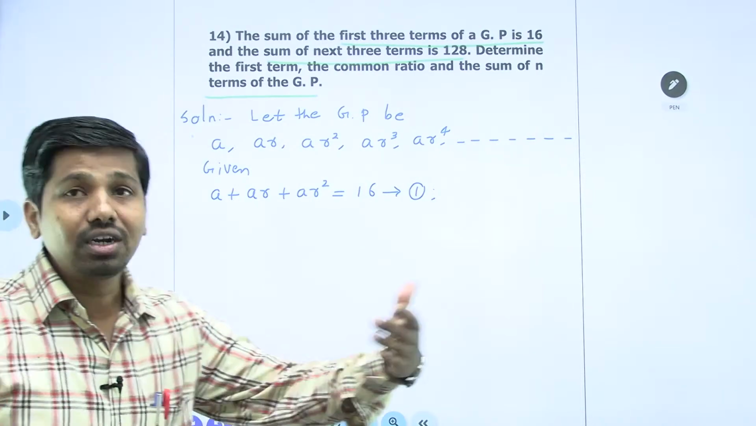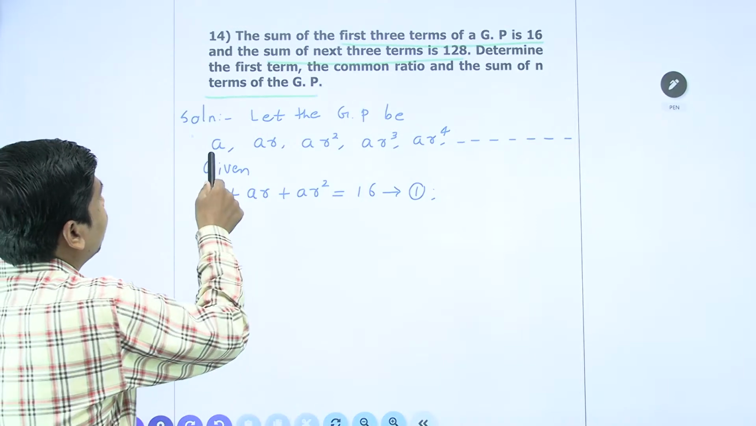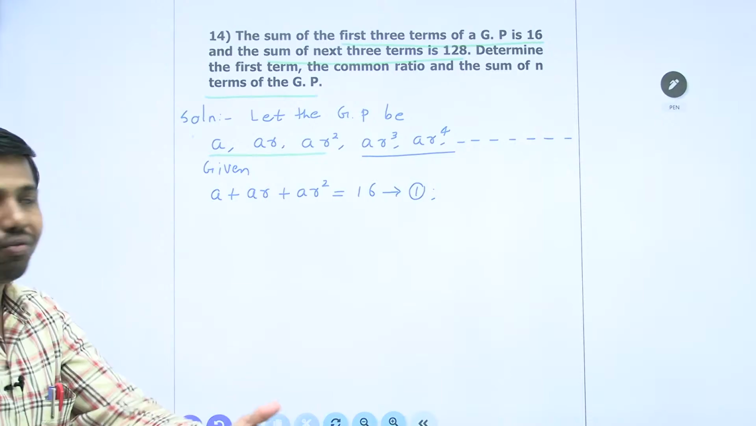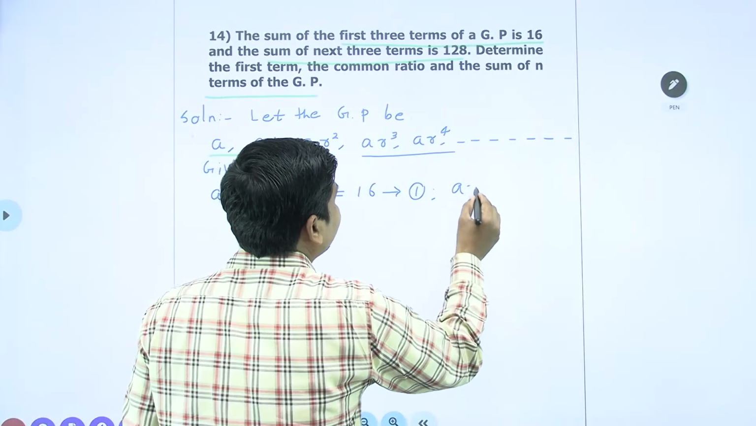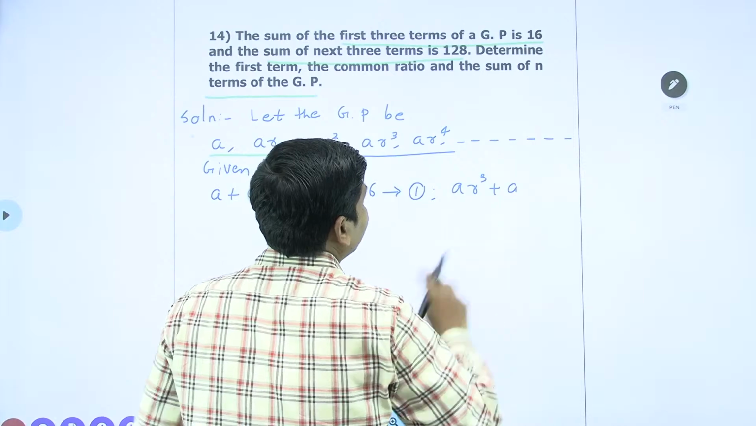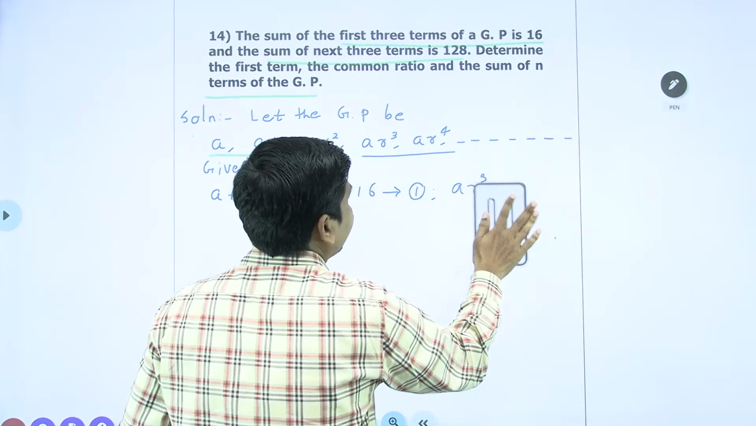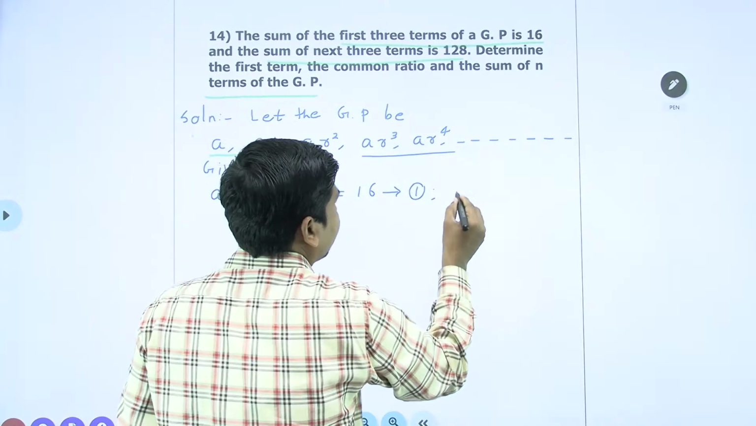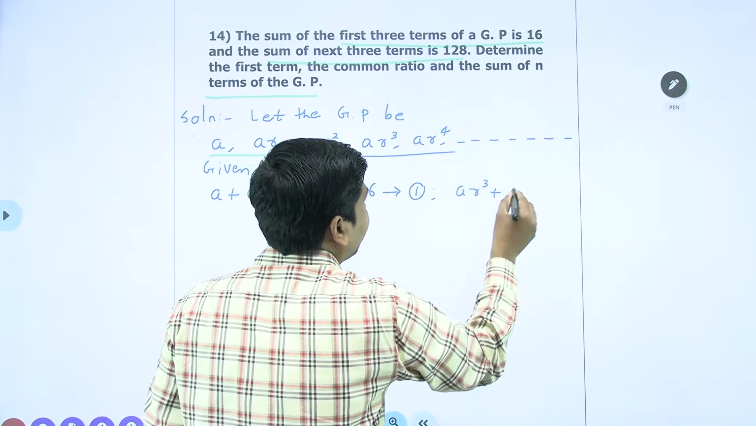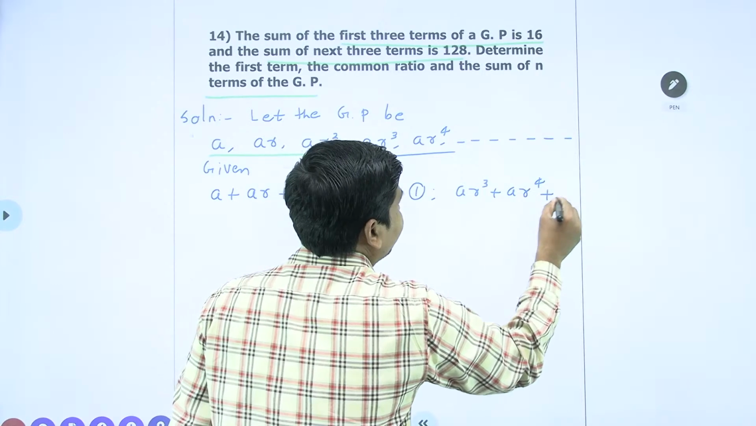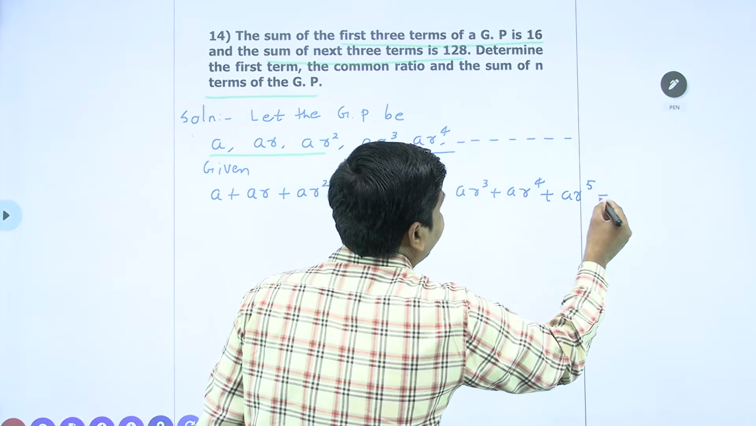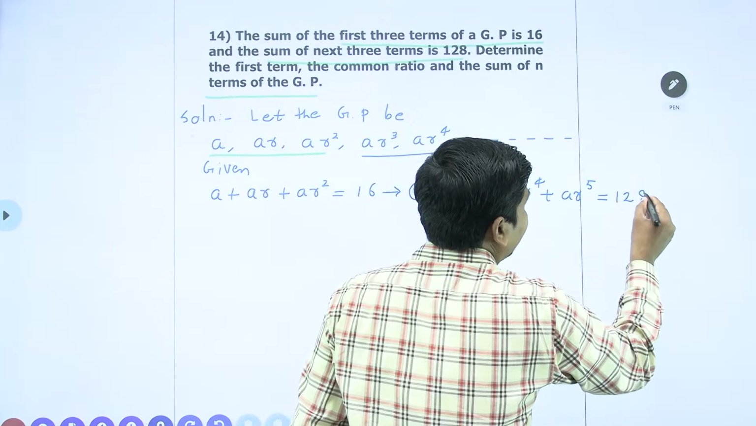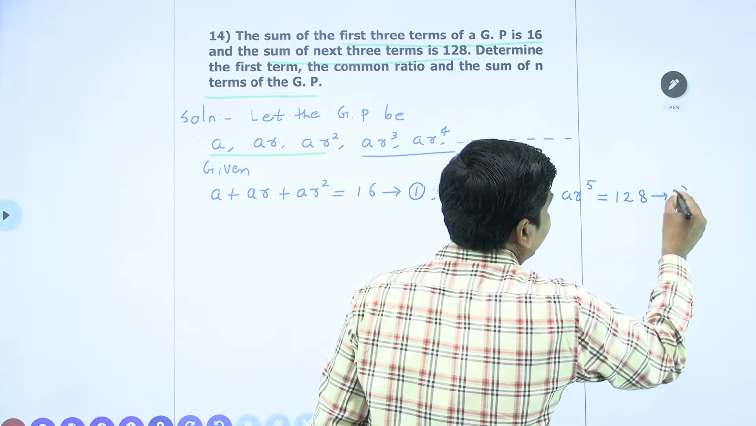And the sum of the next three terms. The first three terms are a, ar, ar square. The next three terms are ar cube, ar to the 4, ar to the 5. The sum of the next three terms is 128. This we call equation 2.